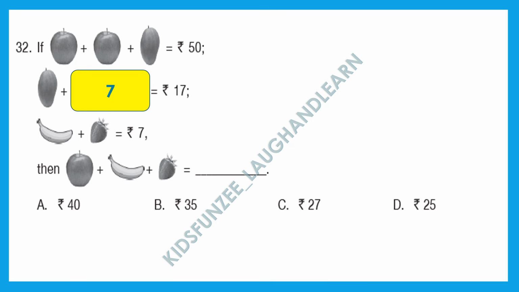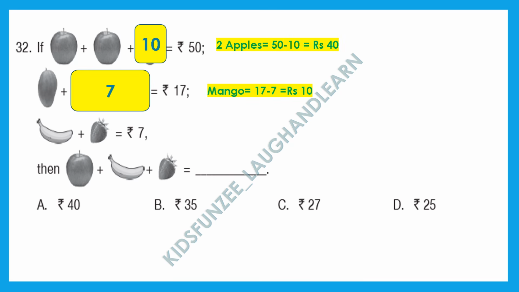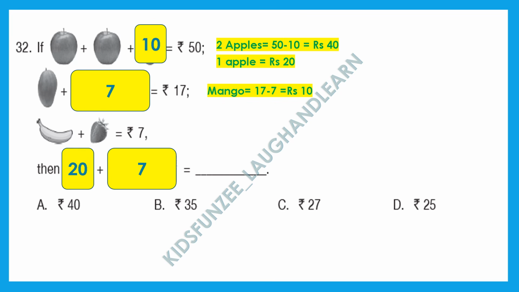So we got mango plus 7 equal to rupees 17. So mango is equal to 17 minus 7 is equal to rupees 10. Now we got the value of mango. We are going to input that in the first equation. 2 apples plus rupees 10 equal to 50, which is equal to 2 apples equal to rupees 40. Now find the value of 1 apple. It's rupees 20. We got all the values to be put in the final equation. Apple, rupees 20. Banana plus strawberry, rupees 7. It is equal to 27. We got our answer. That is option C.